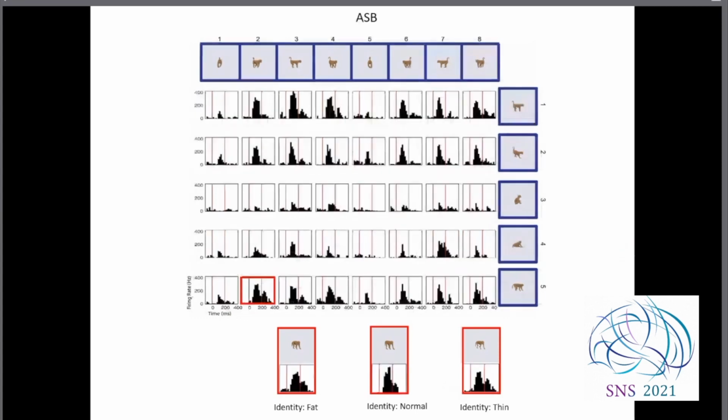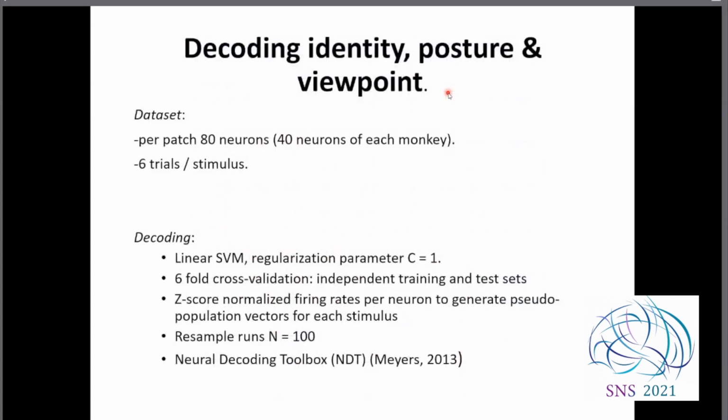If you then go to ASB, and this is a typical ASB neuron, they are also very selective for posture, but they are less selective for viewpoint. They still show some selectivity, but less. They generalize, for instance, across these mirror views here. So there is less tolerance for viewpoint, and that turned out to be a general characteristic. In order to show that general characteristic, I'm going to show you some results in which we decoded the identity, the posture, and the viewpoint from the responses of these neurons.